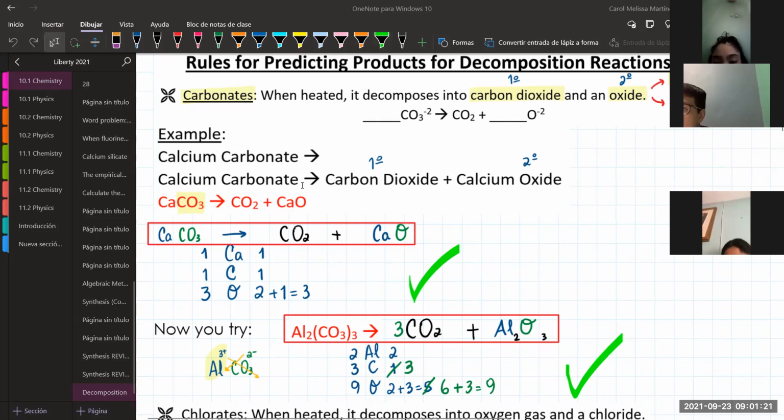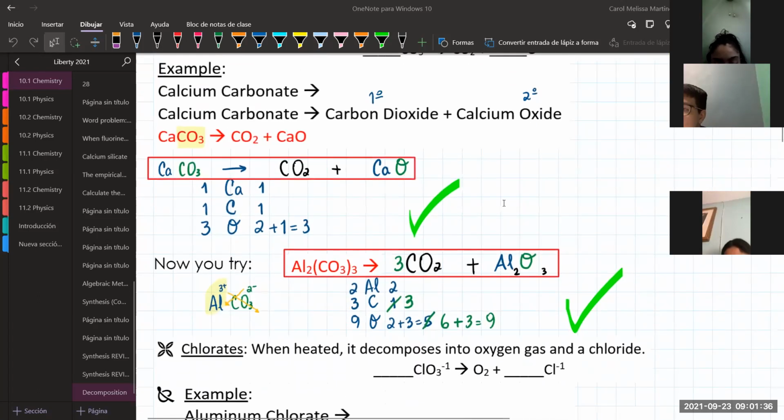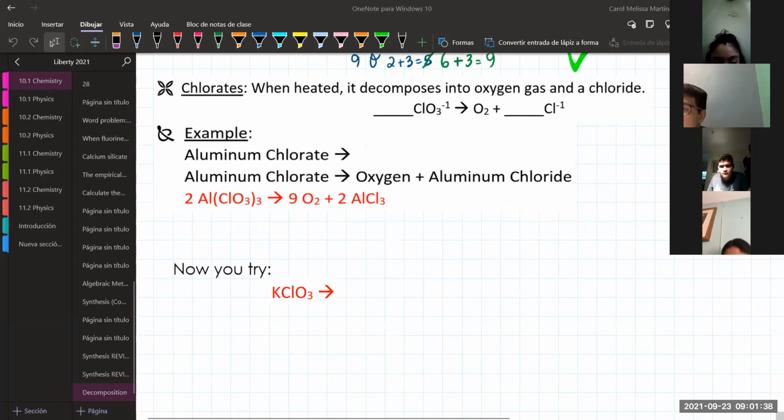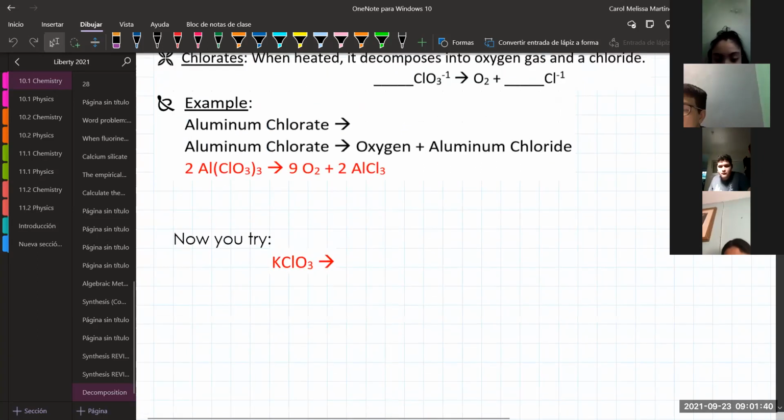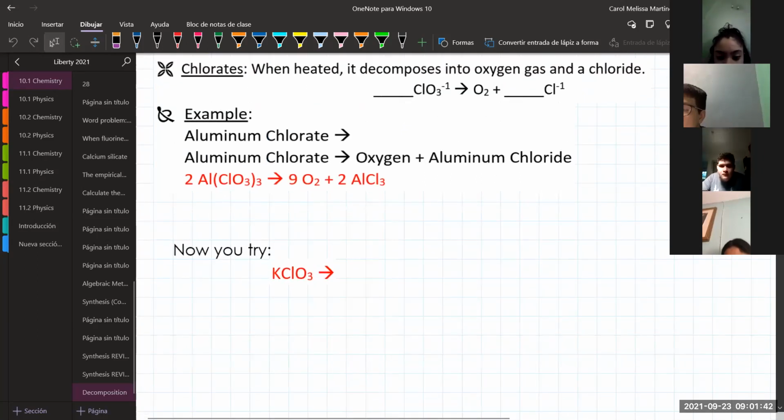Now, these are examples for carbonates, what to do in the case you have carbonates, but there are plenty of more examples. So another kind of compounds that you're going to have as reactants are chlorates. For chlorates, we're going to follow these simple rules. This is rule number 2, okay?